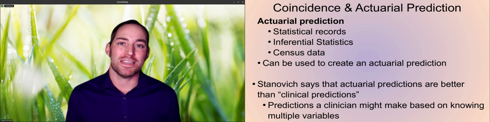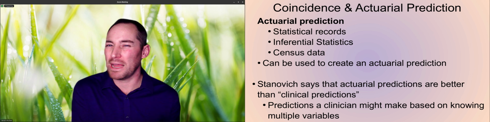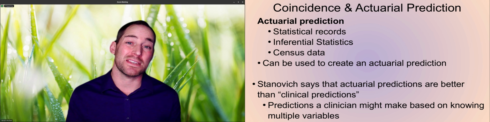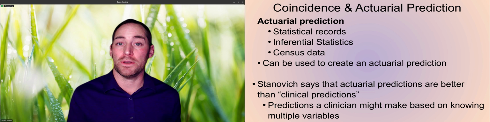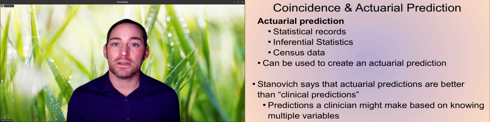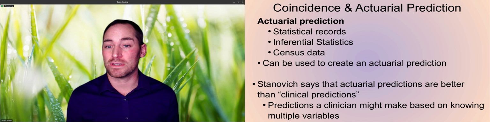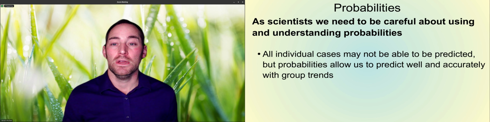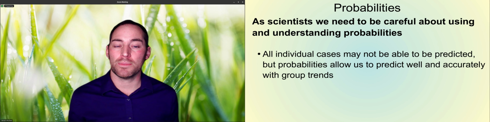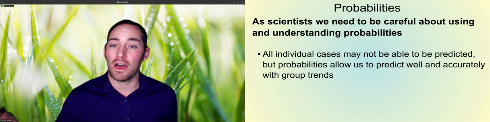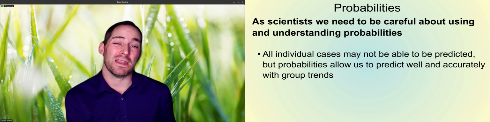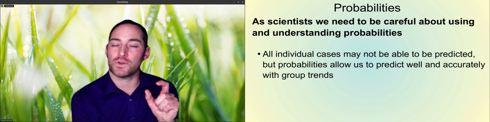So humans tend to see relationships where there might not be any there. Actuarial predictions can help us with that, to make sure that we're doing better predictions, that we're using these probabilities, using these statistics, these inferential statistics in a good way to make good predictions. So again, as scientists, be careful about using our understanding of probabilities. We know that we're not 100% accurate 100% of the time, and with only knowing a few variables, we might not be able to predict any individual case specifically.